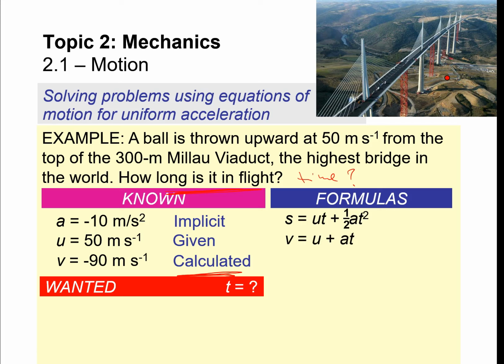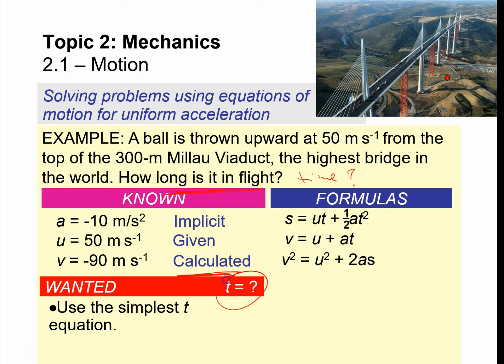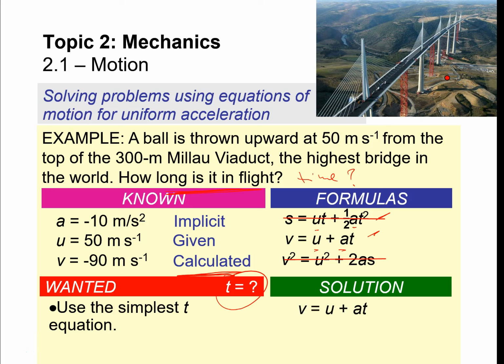We have the 3 equations, and now we need to think about which one. We want to know time, and we have 2 equations we can use for time. At this point, we have all of the information because we know acceleration, initial velocity, and final velocity. So we can choose, and just choose the simplest one. Why make our lives more complicated? So the solution is just v equals u plus at, then negative 90 equals 50 plus negative 10t, and then t equals 14 seconds.